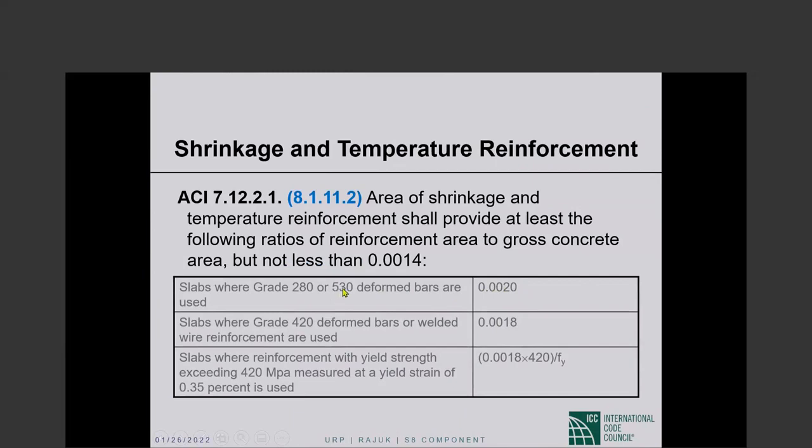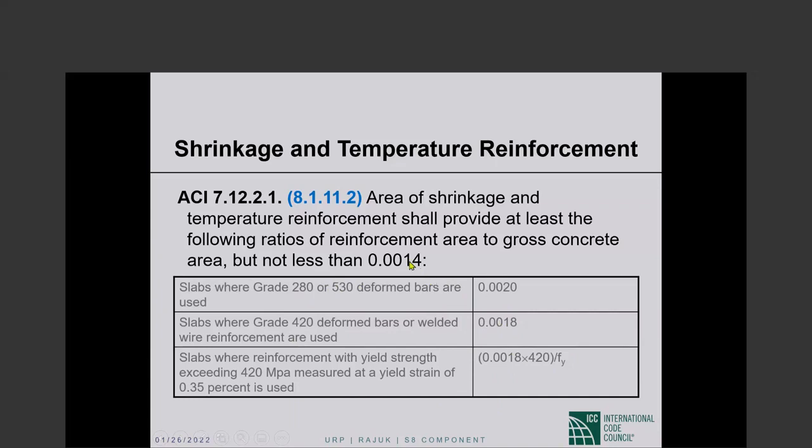I don't know, this 530 doesn't sound right. So kind of circle it, I didn't notice it when I looked at it. So the lower grade, it was 0.2%. That is typically not around. Now it is 0.18% for grade 420. For higher strength reinforcement, we go below 0.18%, but never below 0.14%.